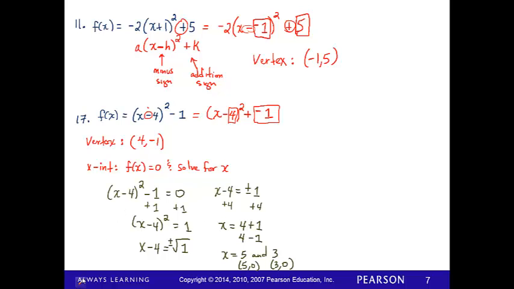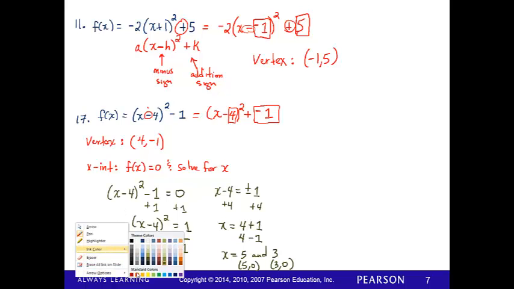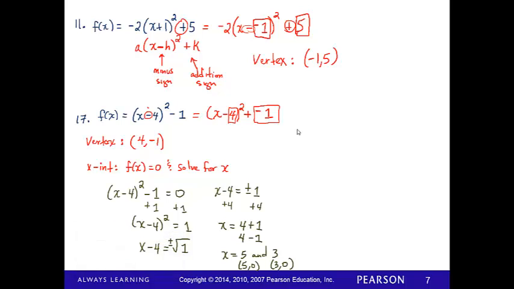All right, so we have our vertex and the x-intercepts. Let's find the y-intercept. For the y-intercept, you just replace x with 0. Where you see an x, make it 0. So f of 0, which is our y-intercept, is equal to (0 - 4) squared minus 1, which turns out to be 15. So your y-intercept is at (0, 15).